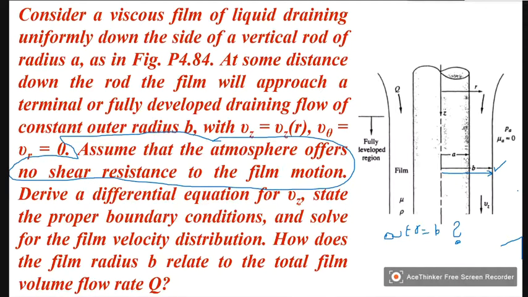What is that? Dou Vz by dou r is equal to 0, sir. What is that dou Vz by dou r? So what is the dou Vz by dou r? 0. That is shear.